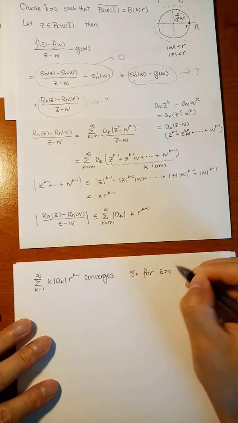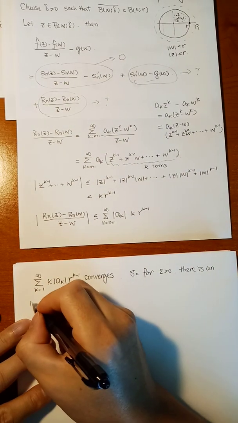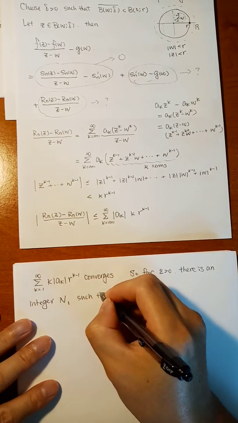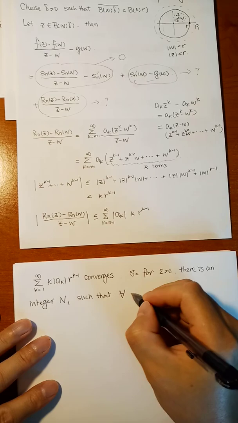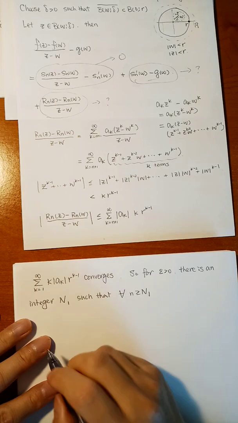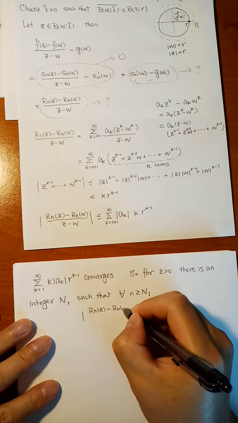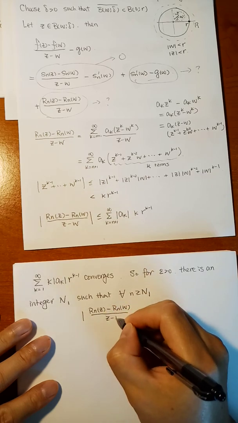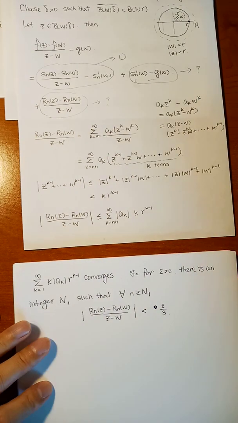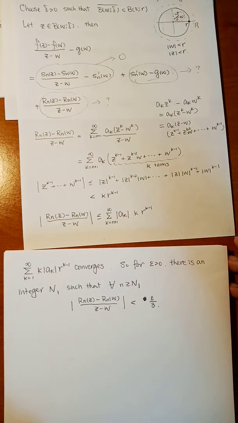So for epsilon greater than 0, there is an integer capital N1 such that for all n greater than or equal to N1, the tail from n plus 1 to infinity is dominated by epsilon over 3. Right? This directly comes from the convergence.